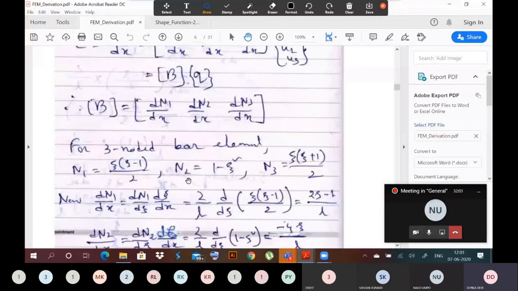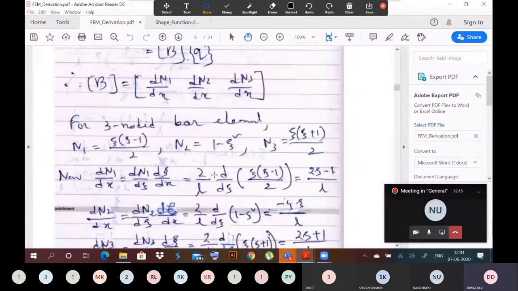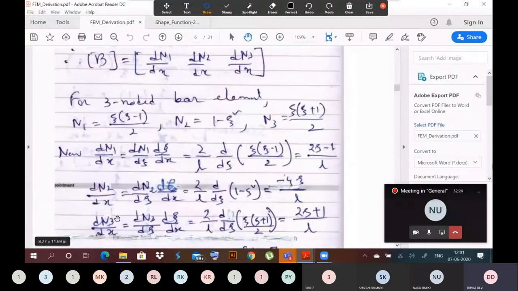Then we'll find the derivatives of these shape functions. dN1 by dx ultimately we'll get (2 xi minus 1) by L. dN2 by dx will be minus 4 xi by L. Then dN3 by dx will be (2 xi plus 1) by L. Then we got B is equal to (2 xi minus 1) by L, minus 4 xi by L, (2 xi plus 1) by L. So here what you see? For a 3-noded bar element, B is a function of xi. It is a linear function of xi.